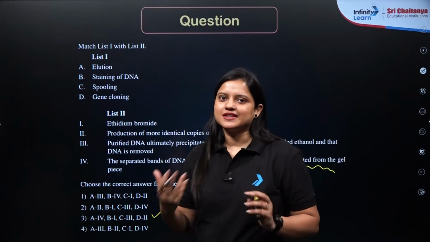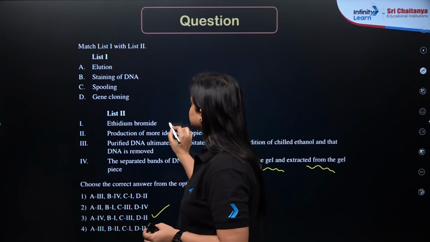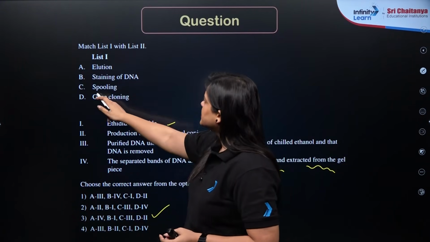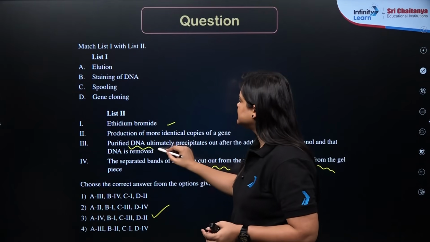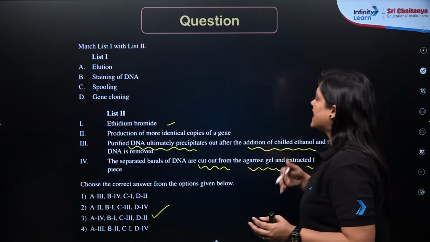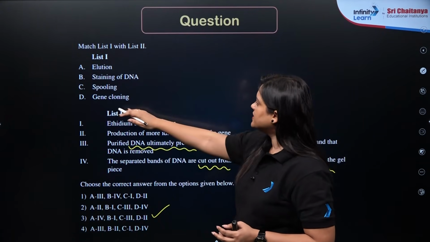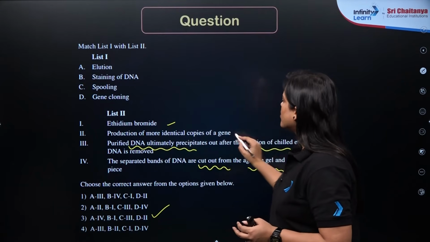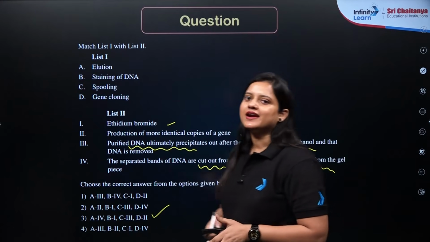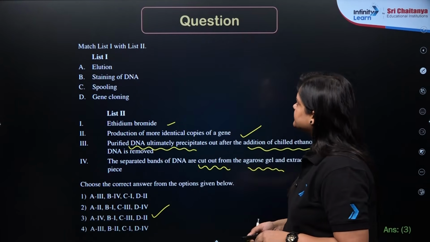We got our answer, but still let's match other options. What is staining of DNA? Staining of DNA will be done with ethidium bromide. So B is matched with 1. Now coming to spooling. Spooling is when purified DNA ultimately precipitates out after the addition of chilled ethanol and that DNA is removed. So that is termed as spooling. So C is matched with 3. Now coming to gene cloning. It is production of more identical copies of a gene. So D will be matched with 2. Right. So we got our answer for this question. It is 3.